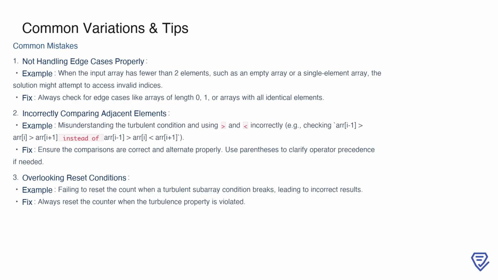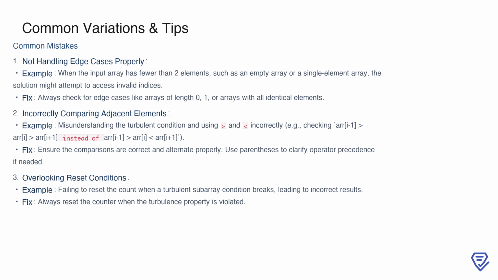First, failing to handle edge cases properly can lead to runtime errors. For example, if the input array has fewer than 2 elements, such as an empty array or a single element array, your solution might attempt to access indices that don't exist. To fix this, always account for these edge cases by checking the array length upfront. Another common pitfall is incorrectly comparing adjacent elements. The turbulent condition requires strict alternation, like ARR[i-1] < ARR[i] > ARR[i+1], but misunderstanding the precedence of the operators or the logic can lead to errors.